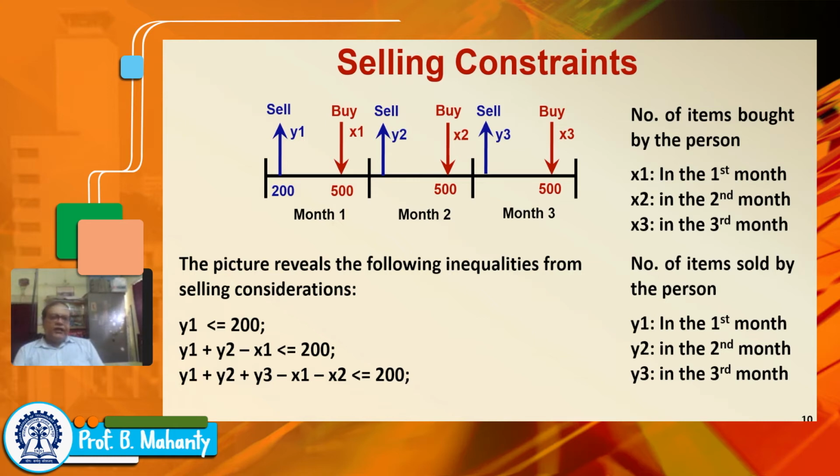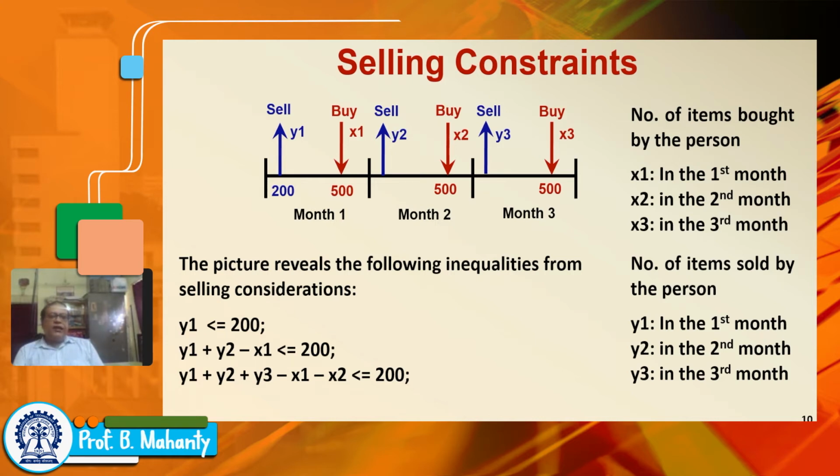But if we extend this particular constraint, what has happened till the beginning of the second month? We have total sold y1 plus y2, total purchased x1. That means y1 plus y2 minus x1 is the net change, forgetting that buying part, the net change in the stock. So the net change in the stock up to the beginning of the second month is y1 plus y2 minus x1. Now that net change has to be less than or equal to 200 because you started with 200, irrespective of their values.